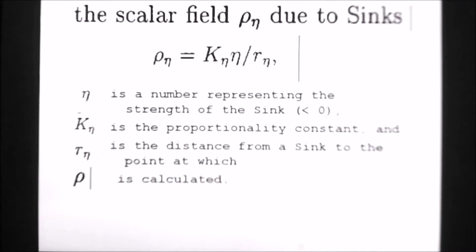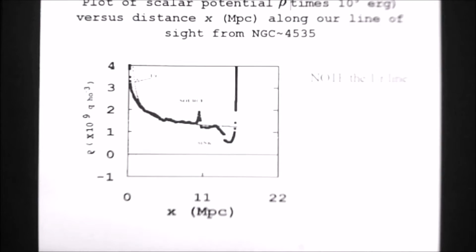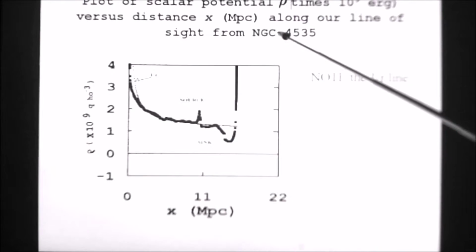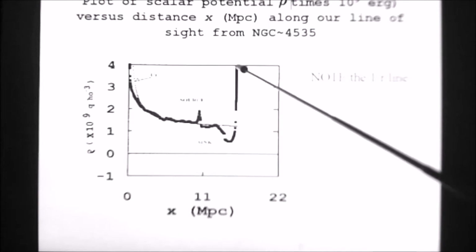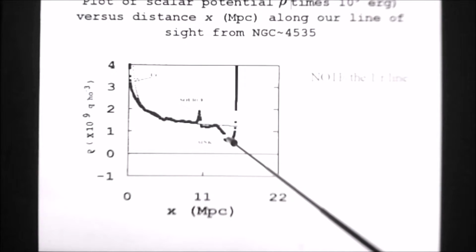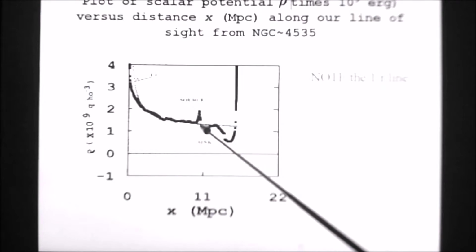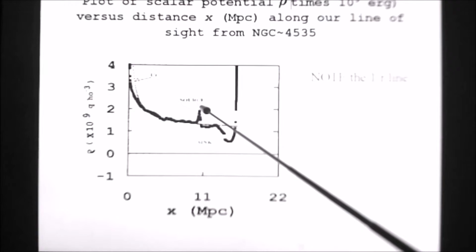The scalar field due to sinks is the same kind of equation, where eta here is the number representing the strength of the sink. You may note that that is less than 0, that's a negative. If we plot the scalar potential from NGC 4535, we get this kind of a line. The galaxy is on the other side of another galaxy cluster. Here's the galaxy. This is the photon going near the center of the cluster, which are a bunch of sinks, and later on it goes through a shell of source galaxies.